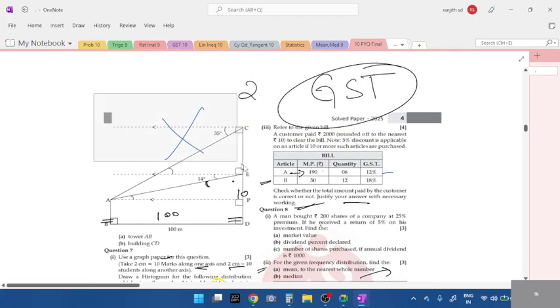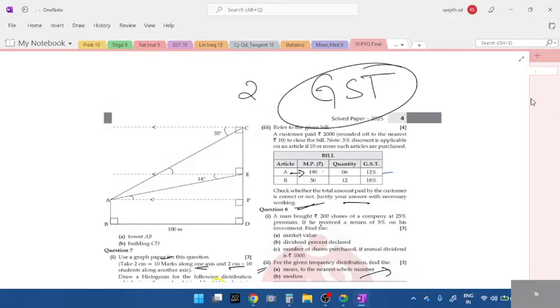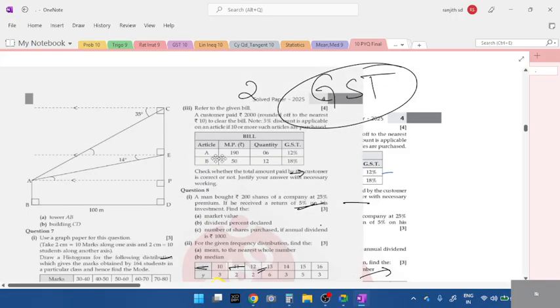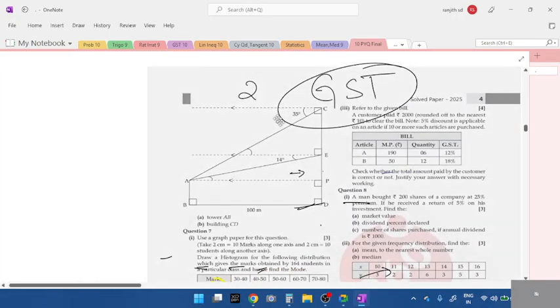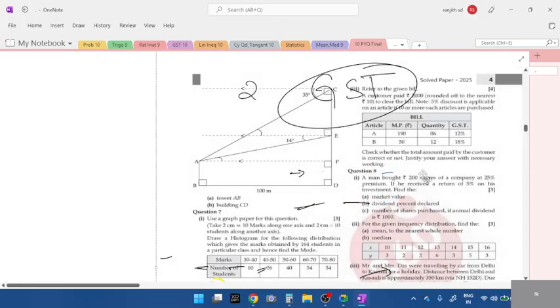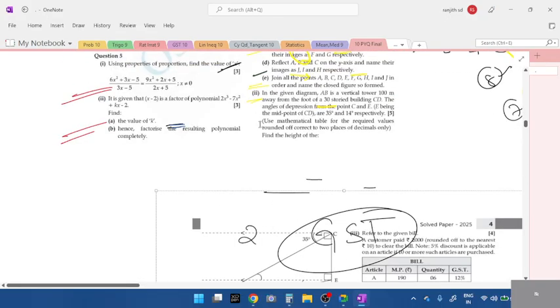Can you all see the heights and distance question here? This is 2025, students. 26, I will do it tomorrow. I'll show it tomorrow. See what they have given. In the given figure, vertical tower, angle of depression. What is this question? This one, this one, depression.